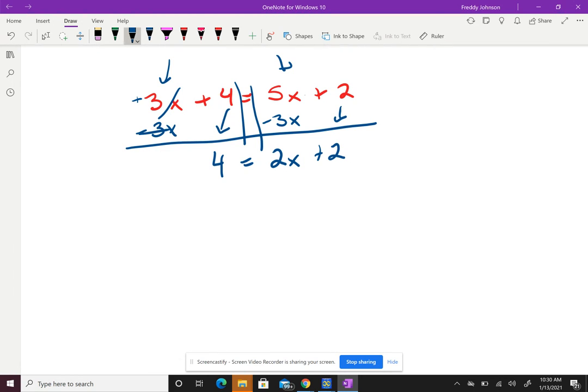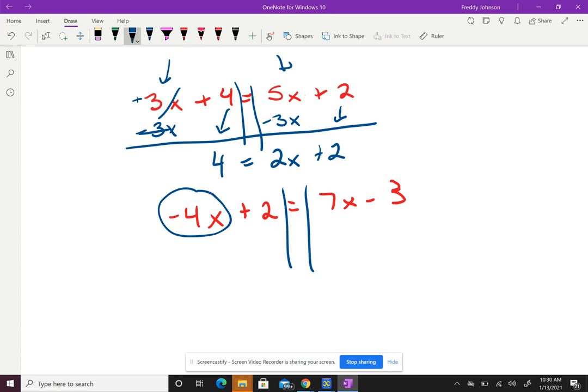Now, if I give you something a little bit different, say negative 4x plus 2 equals 7x minus 3. Same thing: I have variables on both sides. There's a variable here and a variable there, so I'm going to move one of them. Usually I move the smaller one. Remember, it doesn't matter. You can always pick whichever one, but usually I move the smaller one.